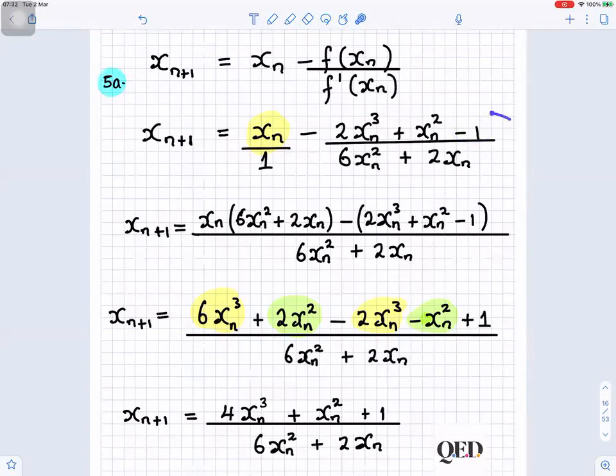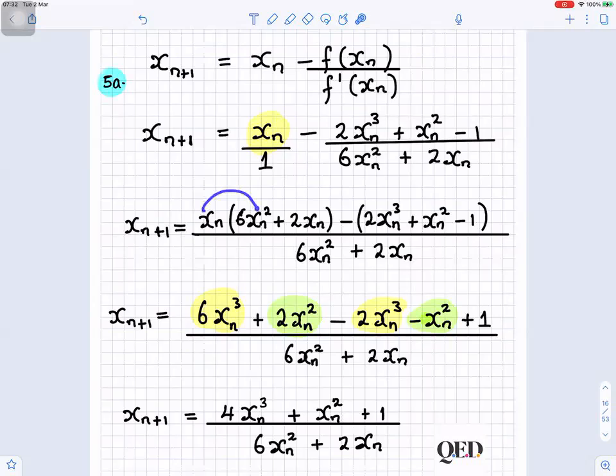So we want to add these two fractions together. The common denominator is 6. The lowest common multiple is 6x_n squared plus 2x_n. So that means x_n times (6x_n squared plus 2x_n) minus that. So we remove the bracket.